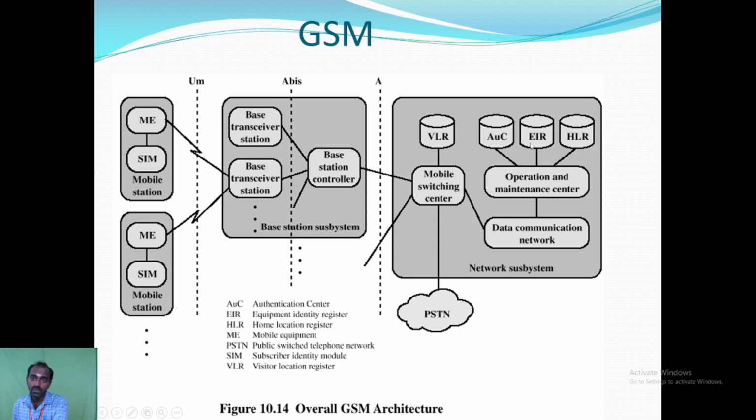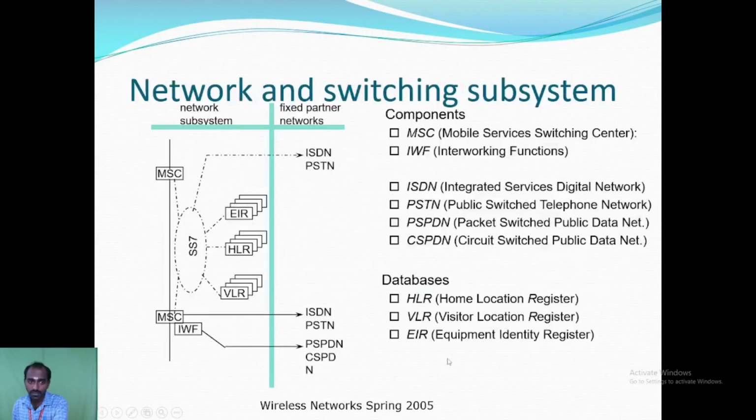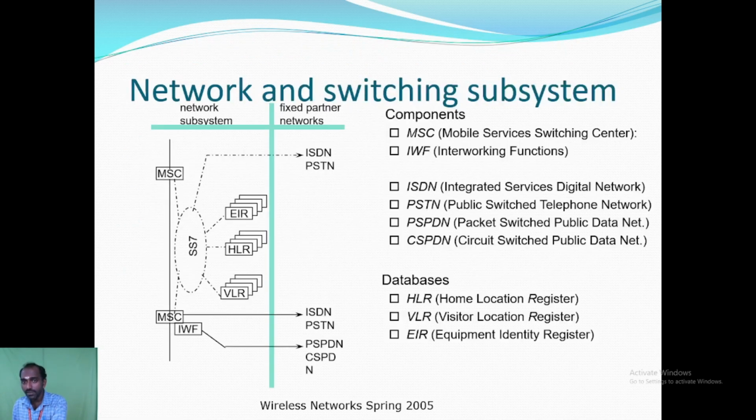Next, the last one is the equipment identity register. This is also a register. It is used to keep track of the type of equipment that sits at the mobile station. It is a database that keeps track of the type of equipment that exists at the mobile station. So these are the network switching subsystem components.